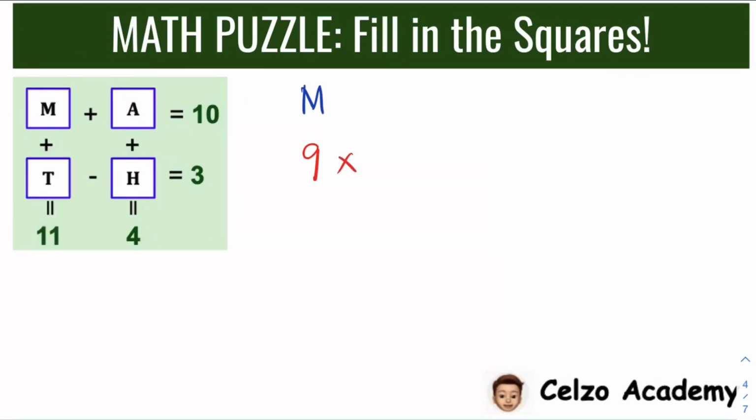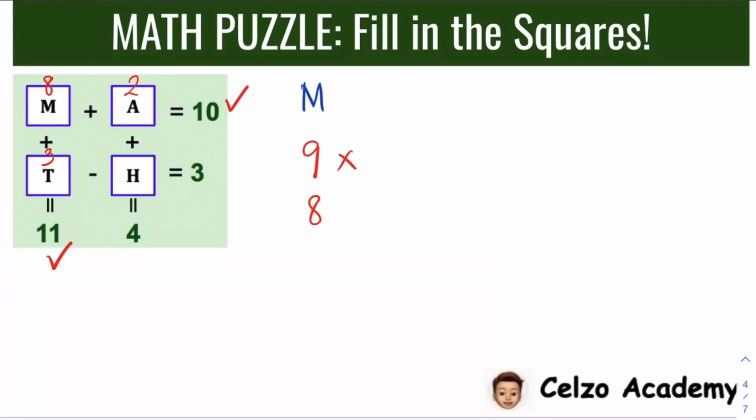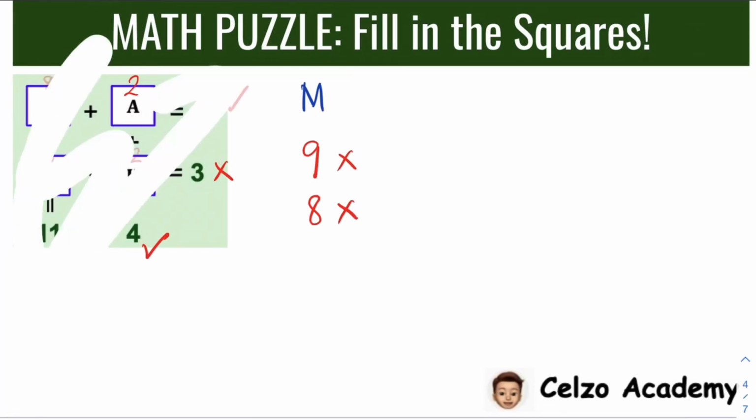Let's try 8. If m is 8, a value should be 2 for the sum to be 10. Vertically, if m is 8, then t must be 3 for the sum to be 11. If a is 2, then h must be 2 so that the sum will be 4. Is 3 minus 2 equal to 3? No, it's not. So 8 will not work as well. Let's try a different number.